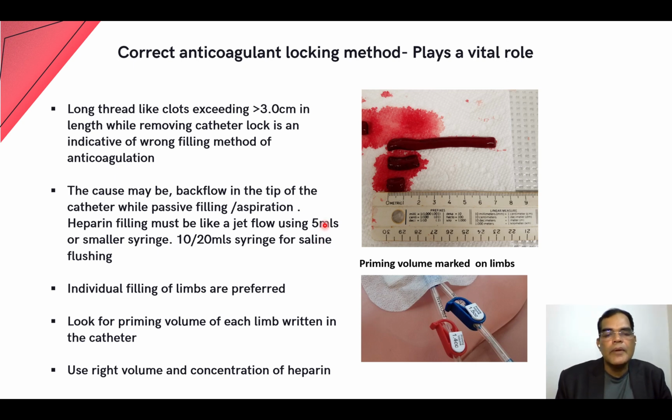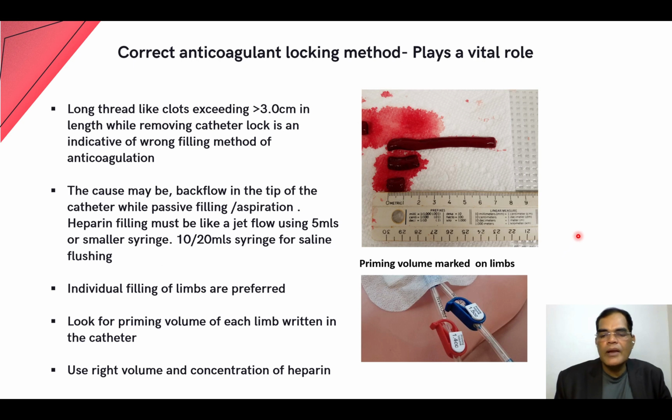So ideally 5 ml or lesser is accurate. So filling volume or priming volume normally will be written on the limb of the catheter. You can read what is the amount of anticoagulant required for each limb.